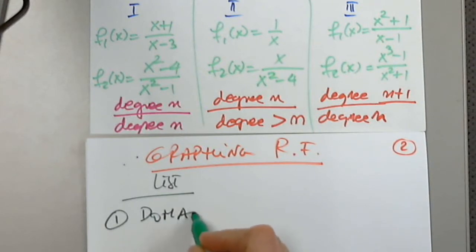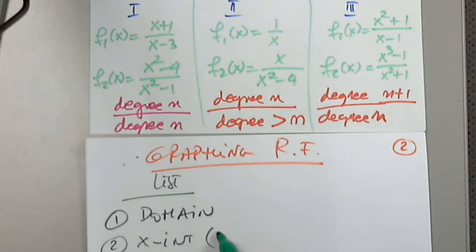Of course, domain. Number 2, x-intercepts. And of course, multiplicities.